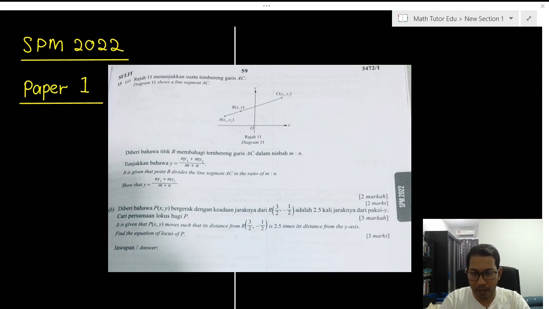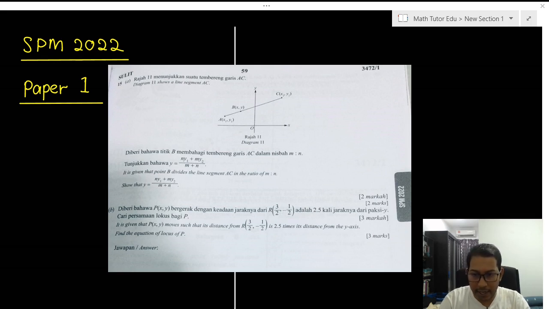So the question asks to show that y is equal to (ny1 + my2) divided by (m + n). In this case they ask us to express only in terms of the coordinate y, not the whole coordinate itself. I hope I made myself clear in this question 15 part A. So continue to read for the question 15 part B.